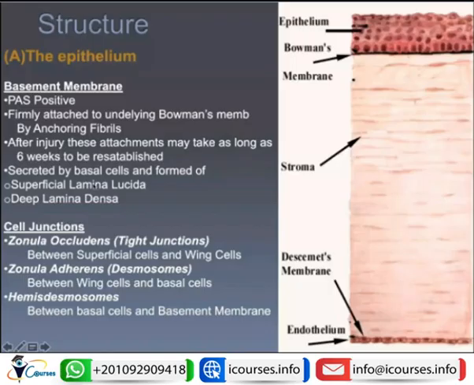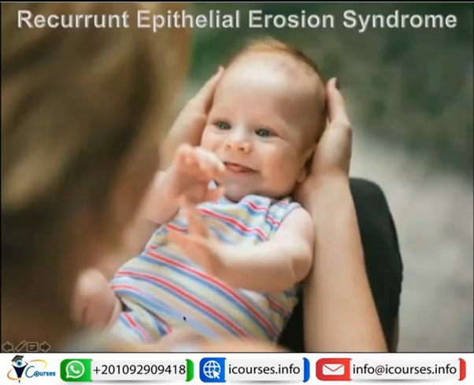This basement membrane is secreted by the basal cells and is formed of a superficial lamina lucida and a deep lamina densa. To summarize the important cell junctions: the zonula occludens, or tight junctions, are between the superficial cells together and between the wing cells. The zonula adherens, or desmosomes, are between the wing cells and the basal cells. Hemidesmosomes are between the basal cells and the basement membrane.